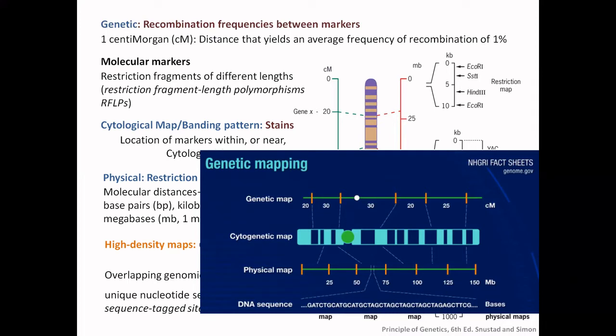So the genetic map, the cytological or cytogenetic map, and the physical map can be compared to each other and can be interconvertible to each other, and we will get a high density map, or accurate information, by having a holistic view of all three types of map.